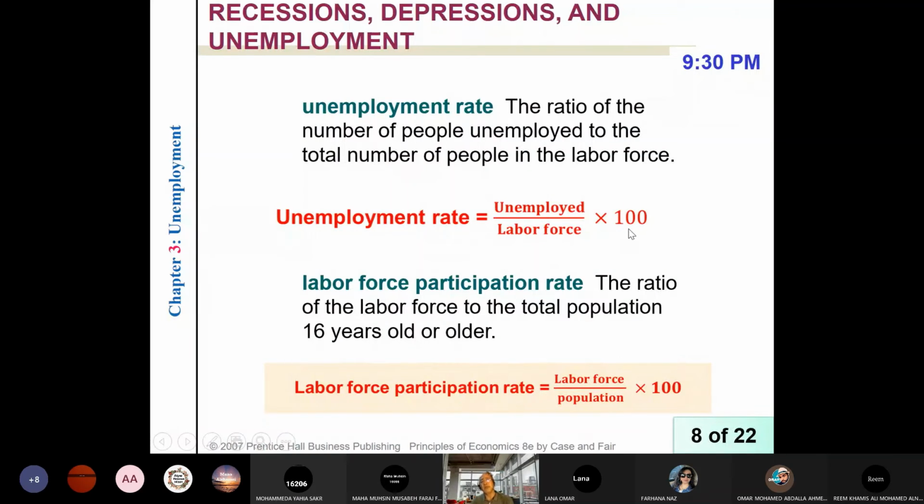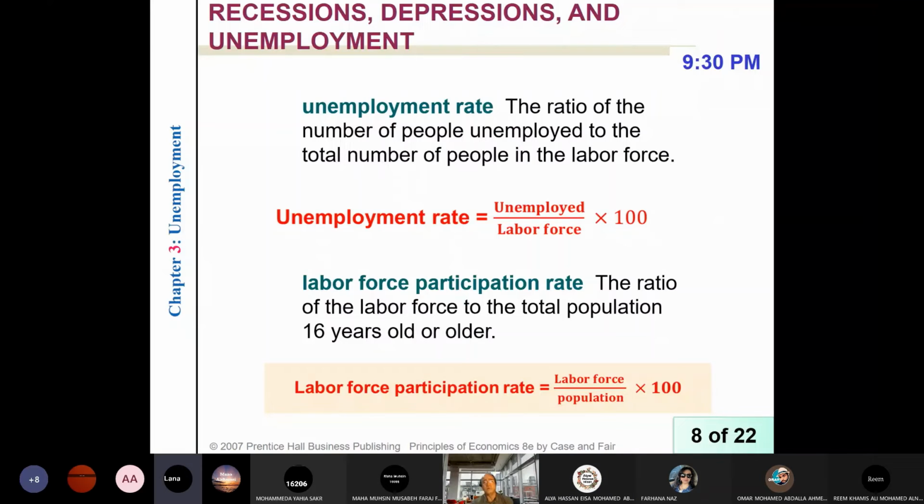So let me ask you a question. Assume the number of unemployed is 20 and the number of employed is 180. What will be the unemployment rate? Again, the number of unemployed 20, the number of employed 180. What will be the unemployment rate? 11. Your answer is wrong.